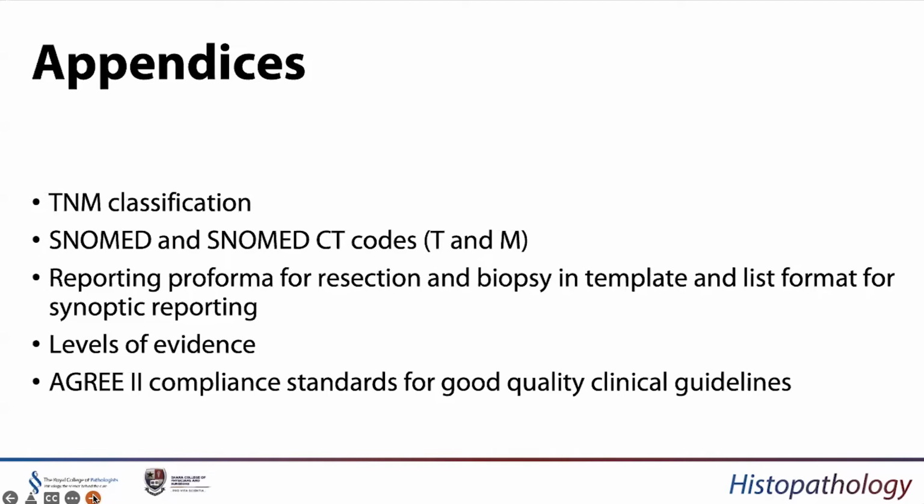So the appendices can be varied, but generally have the TNM classification appropriate to that tumour site, the SNOMED and SNOMED CT codes for T and M, and there are some procedure codes in some of the data sets. Those can be helpful, again, to make sure that you're using the up-to-date SNOMED codes. And then the reporting pro formas for the different types of specimen.